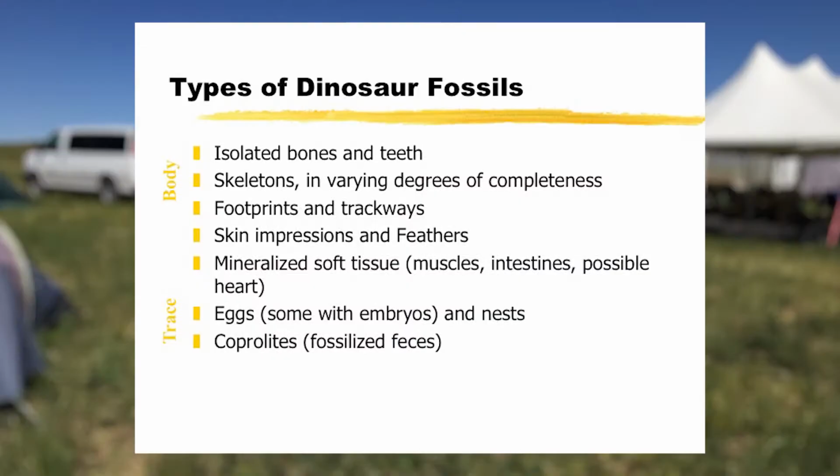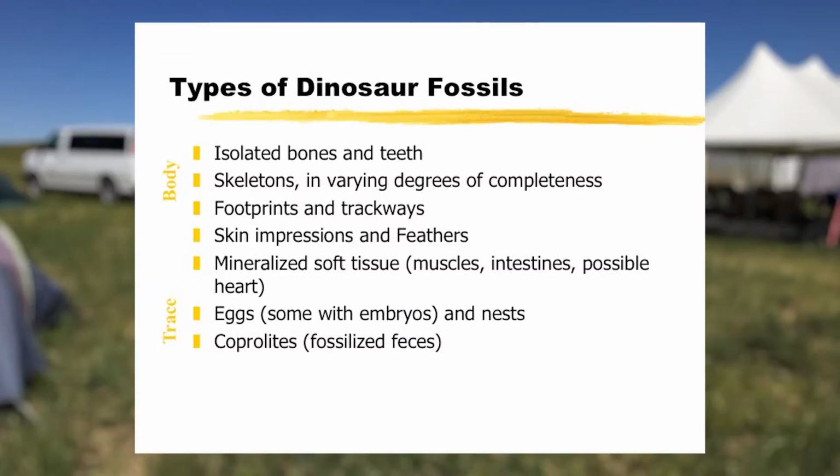So what kinds of fossils of dinosaurs do we find? We find isolated bones and teeth. Have any of you found isolated bones and teeth? Okay, good. We find skeletons in varying degrees of completeness, and we have found some of those in some of the quarries. We also find footprints and trackways.